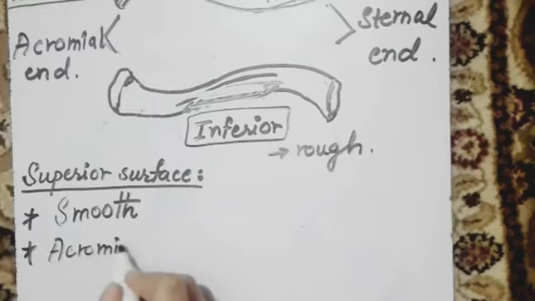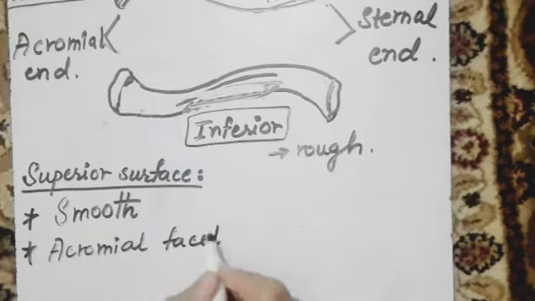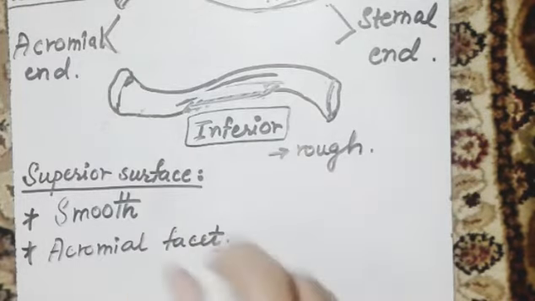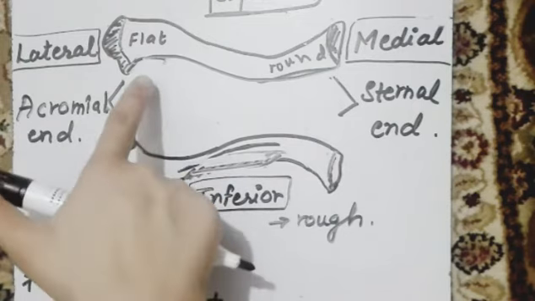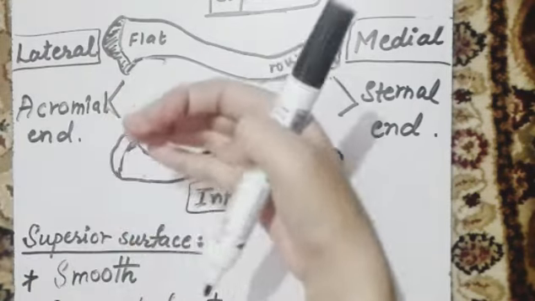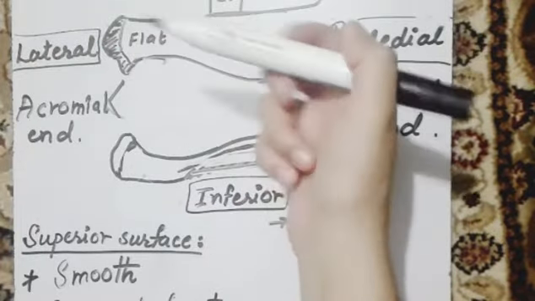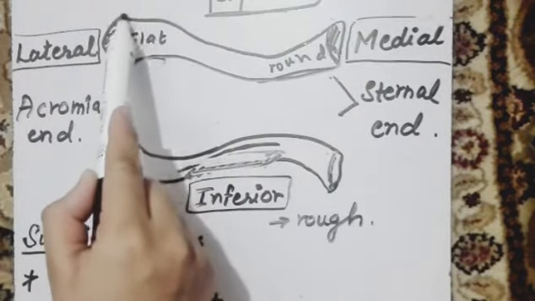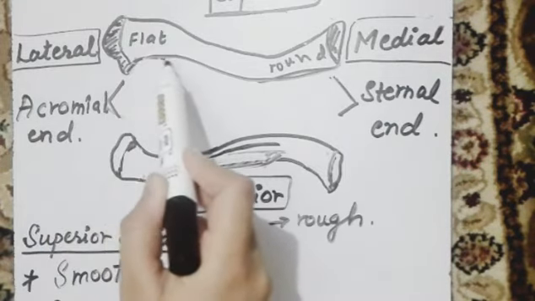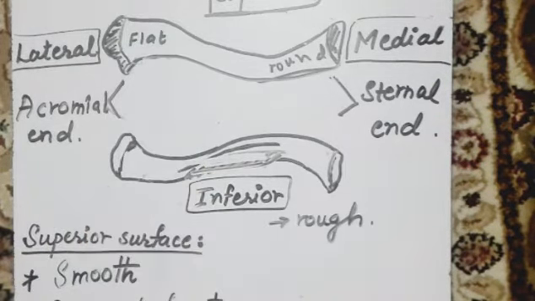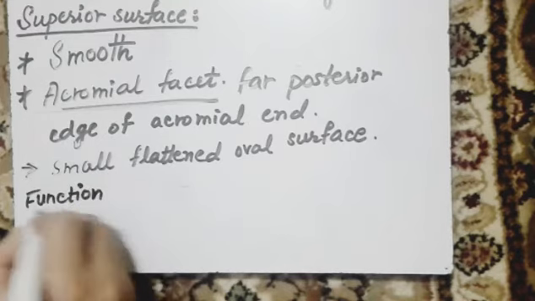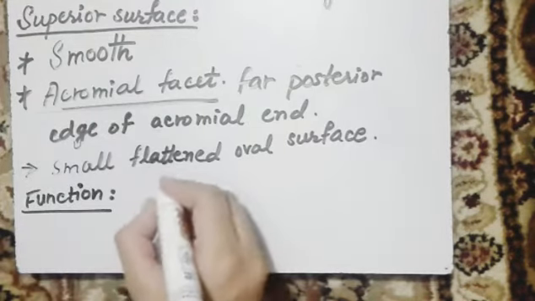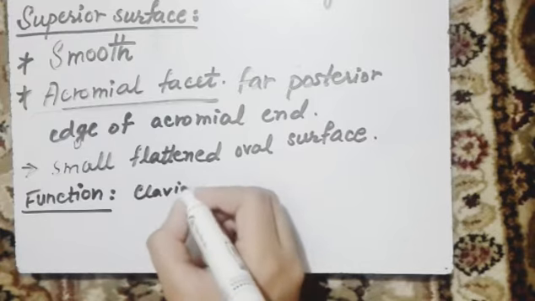We'll discuss the acromial facet, that is on the superior surface of the clavicle. It can be seen at the far posterior edge of the acromial end. It appears as a small flattened oval surface and enables the clavicle to articulate above the acromion of the scapula in the acromioclavicular joint. It's here somewhere. It enables the clavicle to move around the acromioclavicular joint. It helps in the mobility. I'll write it down for you.